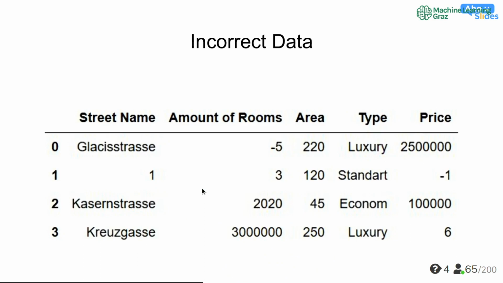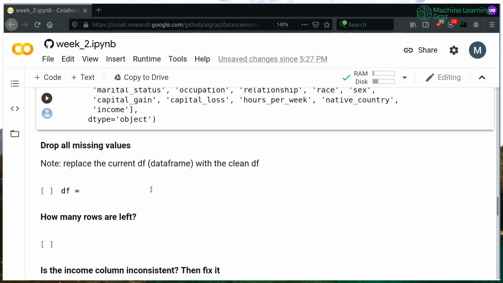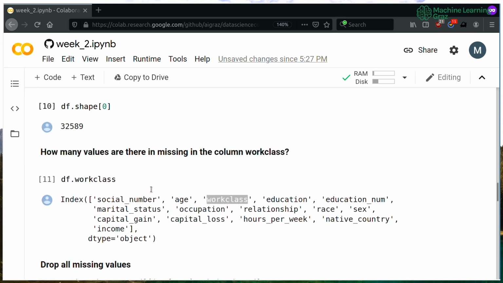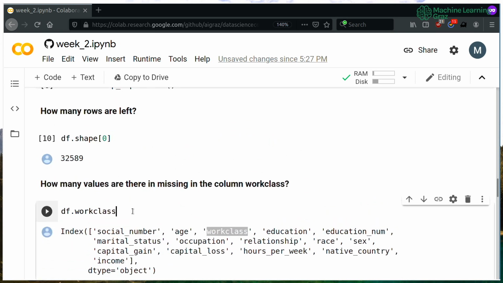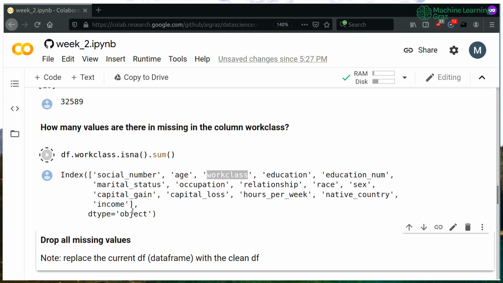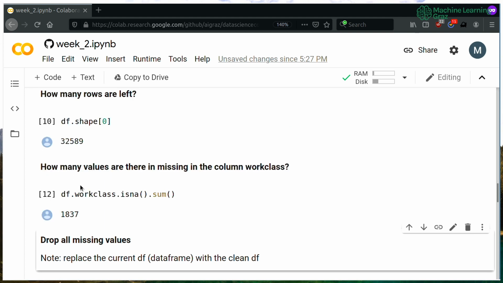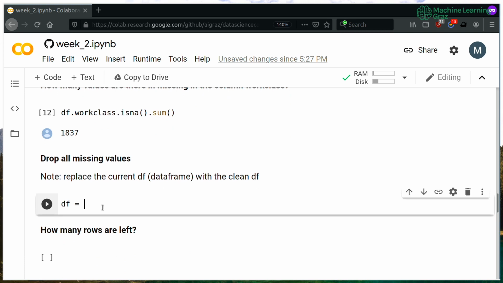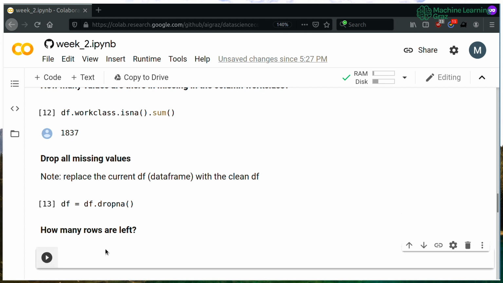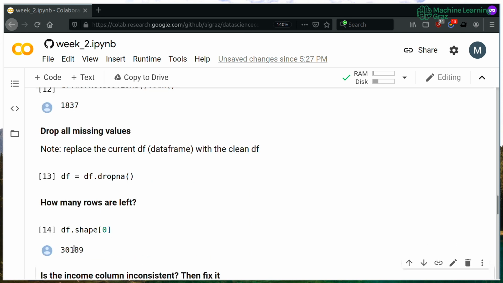That's excellent. Let me show you the solution for those who didn't manage to type in the answers. The first question was, how many values are missing in the column work class? You write df.work class, then isna, which returns the values which are empty, and we sum them together. This gives you 1832. For the second question, we had to write df dropna. If we look at the number of rows, we can see we have 30,189 rows left.